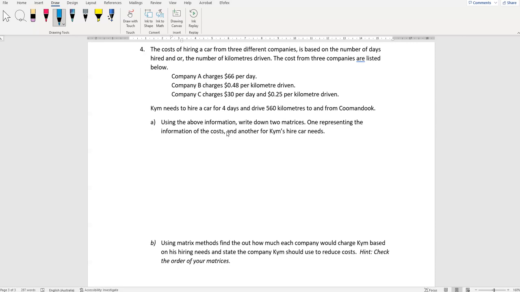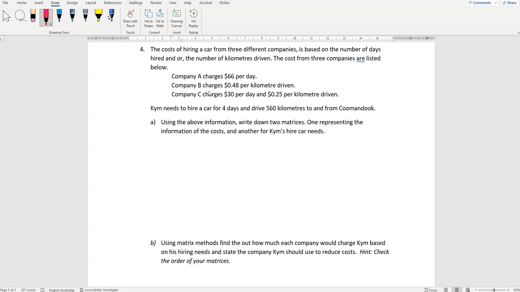So, guys, we've got company A charges $66 per day. Company B charges only 48 cents per kilometre. Meaning company B doesn't actually charge any money for a daily hire. They only charge for kilometres. Company A just charges per day. Doesn't care what kilometres you do. Right? And company C is like both. Like charges both daily and per kilometre use.